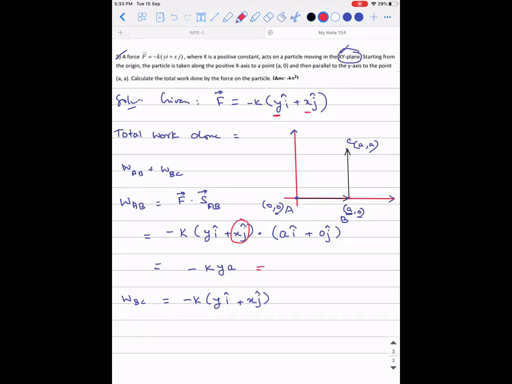So from this we can imply that the work done from A to B is equal to, wait, I'm repeating it again, listen carefully. I will write it as minus k into (y i cap), and in the place of y I will write 0, a i cap. Okay, sir, one minute. According to me, this should not be a constant force at all. It is a variable force.